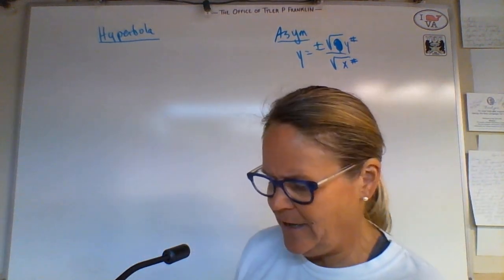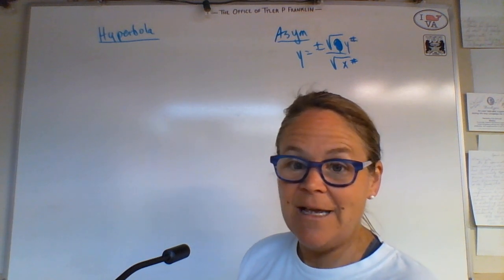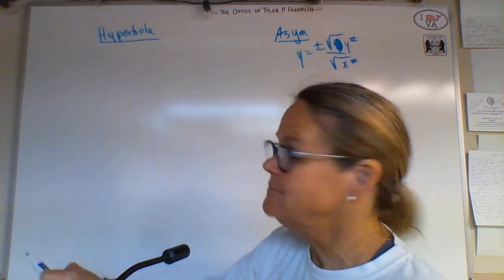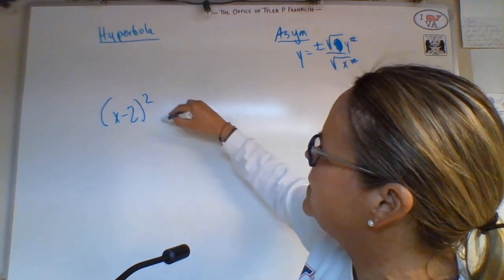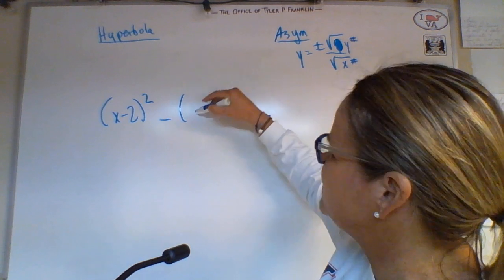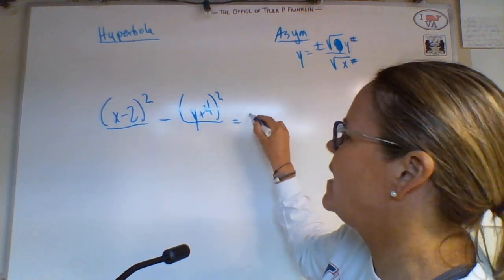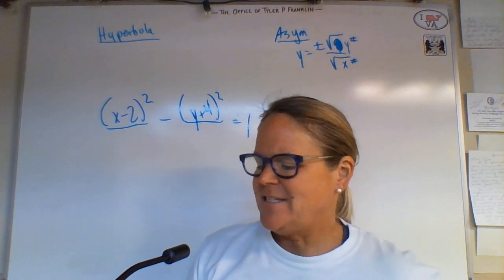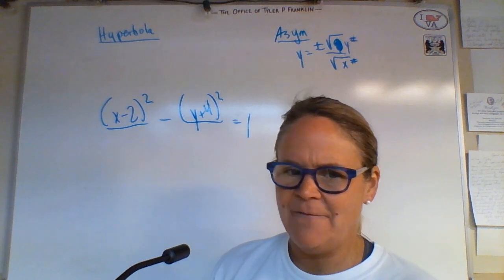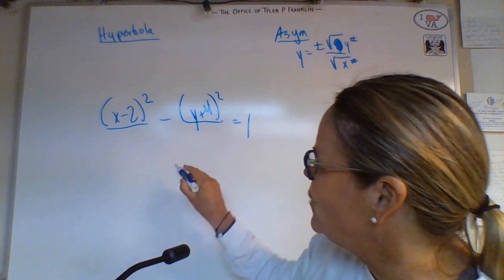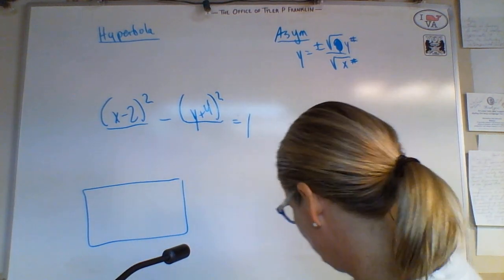Center is at 2, negative 4. Transverse axis is horizontal, which means it's going side to side. X is first. So x minus 2 squared, hyperbola is always minus. Y plus 4 squared, you always got equal 1. Now, the central rectangle is 8 wide and 24 tall. So really what you want to think, and there's just a trick to this. I drew that wrong though.